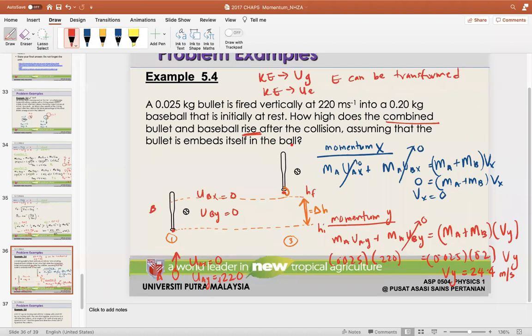After the collision, we are moving at a velocity of 24.4. And from chapter 2, we learned that the velocity keeps on decreasing as we go up because of gravity, which means that our kinetic energy at the maximum height is zero, and it is converted to mgh. So how do I find my height?